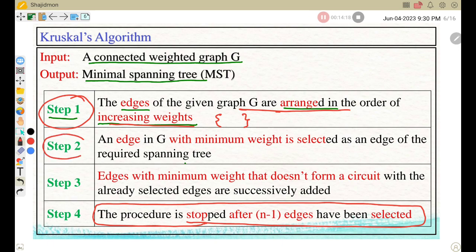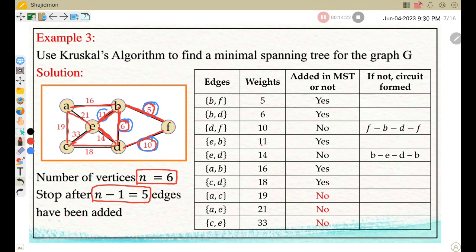Now step 2. Now we are starting to form the minimum spanning tree. So the third column asks: added in minimum spanning tree or not? That means, is this first edge added in the minimum spanning tree or not? That is the question.